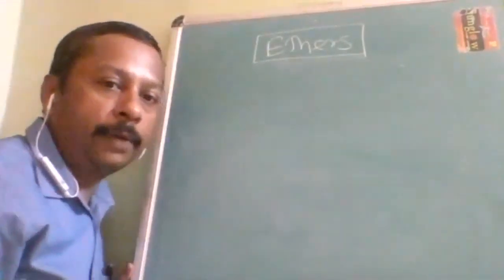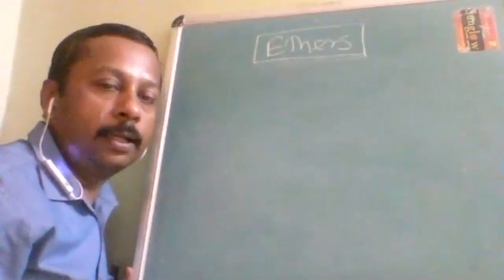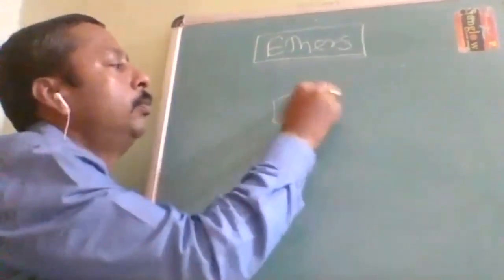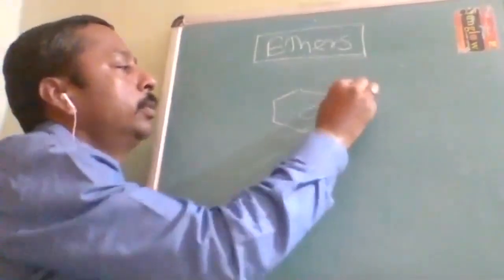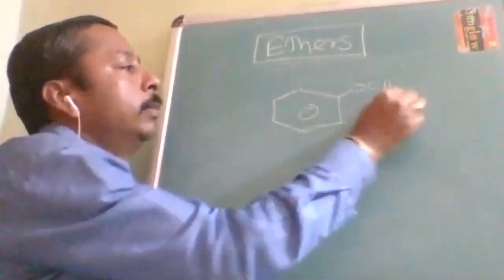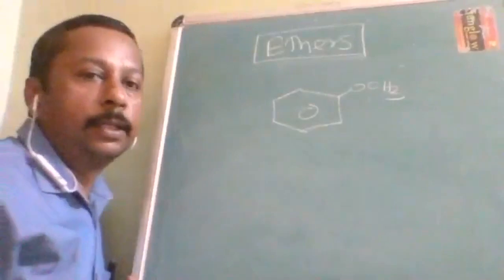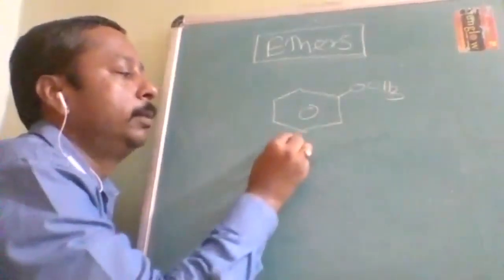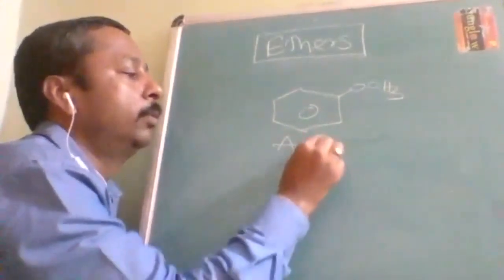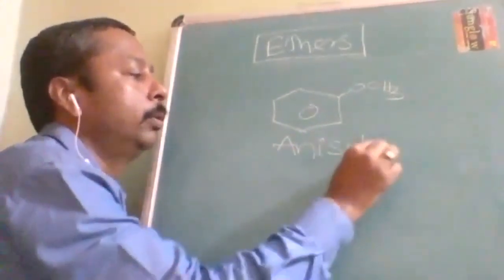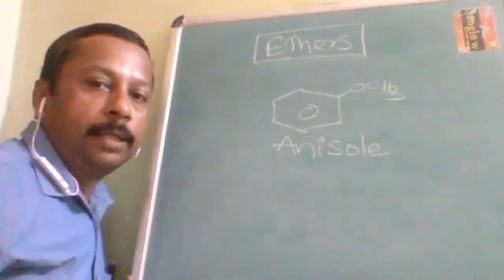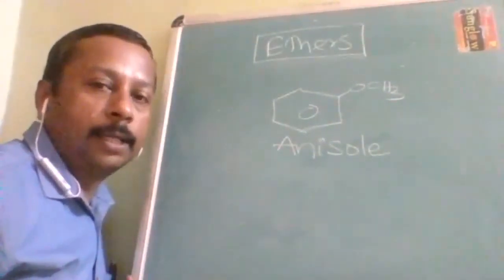Okay, so aliphatic ethers we have already studied, and for aromatic ethers there are two ethers which are most and most important with commercial names. When a methoxy group is on the benzene ring, its IUPAC name is not much important, but the common name is most important. Anisole. Methoxybenzene is commercially called anisole.